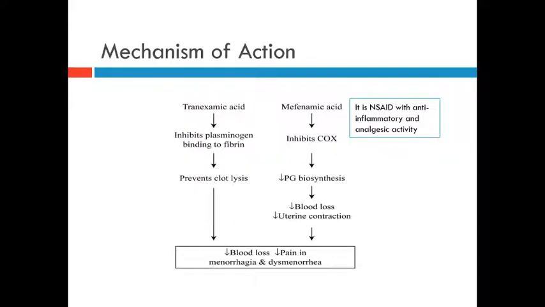Coming to the mechanism of action, as we have seen for Tranlock, that is plain tranexamic acid, it inhibits plasminogen binding to fibrin and it prevents the clot lysis, that is breaking down of clot, and therefore it reduces the blood loss. Whereas mefenamic acid is an anti-inflammatory and analgesic agent. So what mefenamic acid does is it reduces the pain. A lot of times menorrhagia is associated with pain, and therefore a combination of tranexamic acid and mefenamic acid is usually given in painful menses.